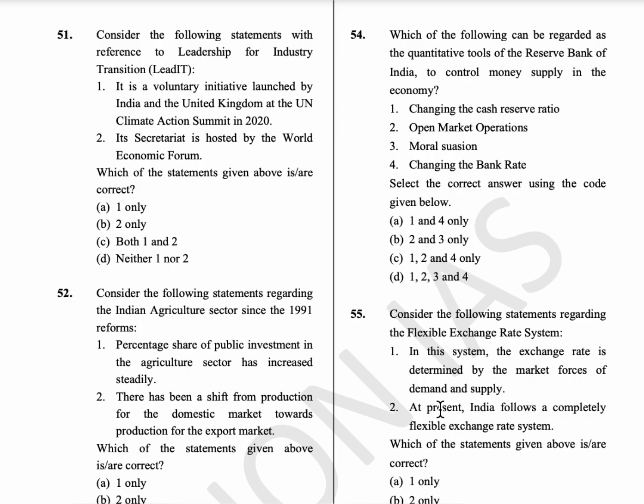Consider the following statements with reference to Leadership for Industry Transition. The first statement is it is a voluntary initiative launched by India and the United Kingdom at the UN Climate Action Summit in 2020. So the first statement is wrong. Here the Leadership for Industry Transition is hosted by Sweden and India in Stockholm, and it is jointly launched by both these countries, India and Sweden. So the first statement is wrong.